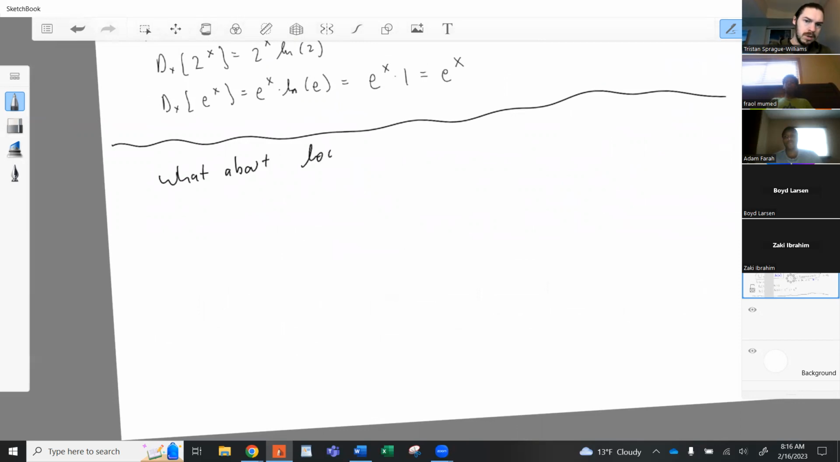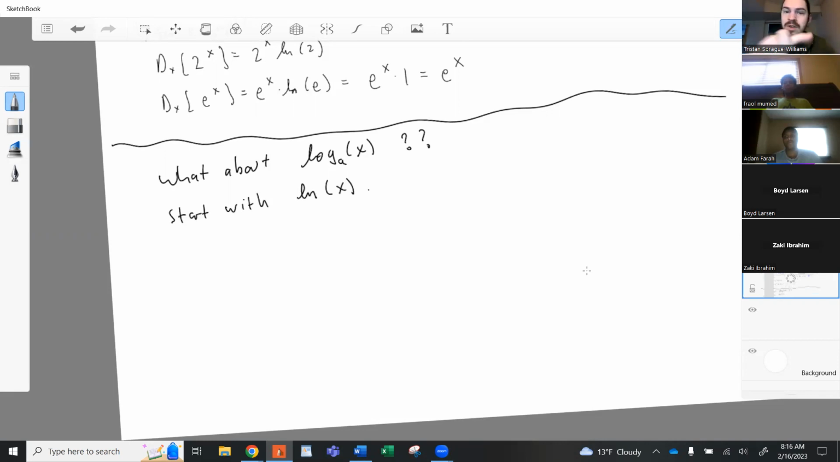What about log of x? Or log base a, if we want to talk about a general version of a logarithm. We'll start like we did with the exponential functions. We'll start with base e. Start with the natural log of x, right? Log base e, okay?